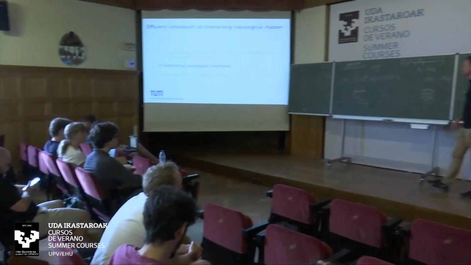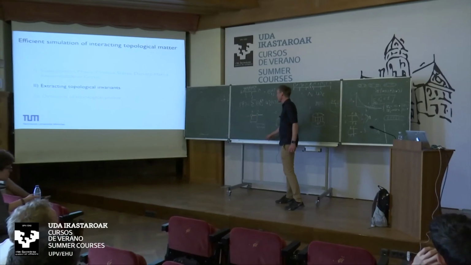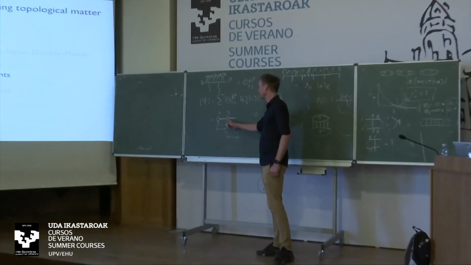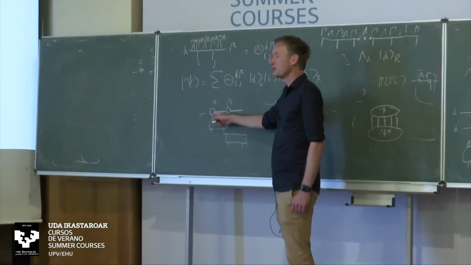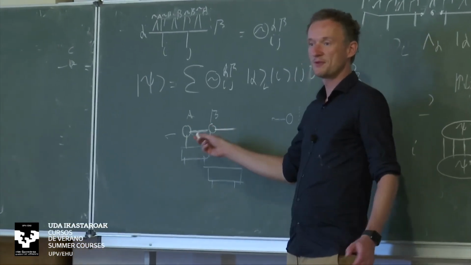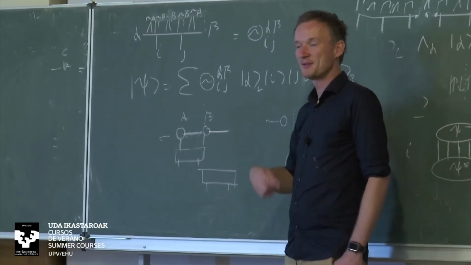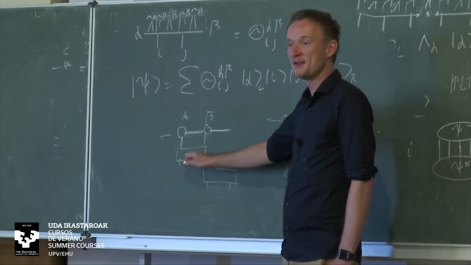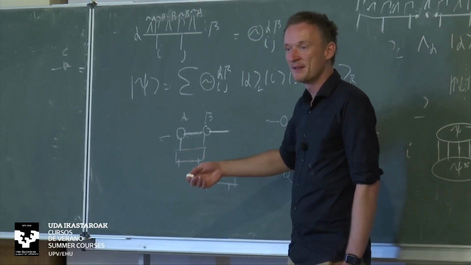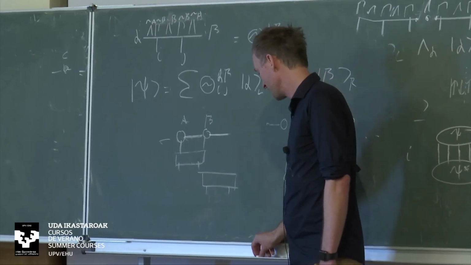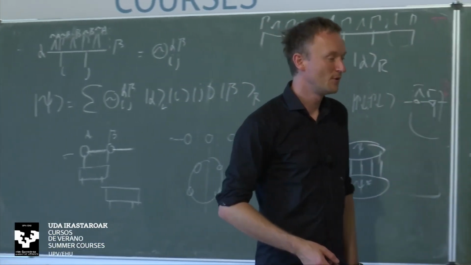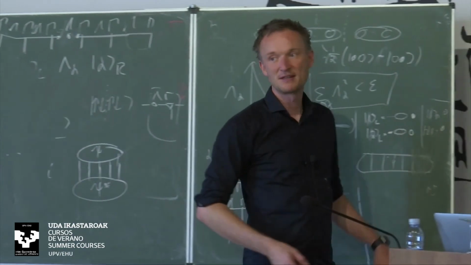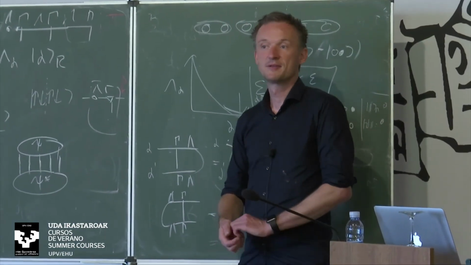If you have a translation invariant system, as here, you only need to store two matrices, like two tensors. Because you just know that the system is translation invariant, that's all you need to describe the infinite system. And the only question that remains is how large of a bond dimension you can simulate on a computer.